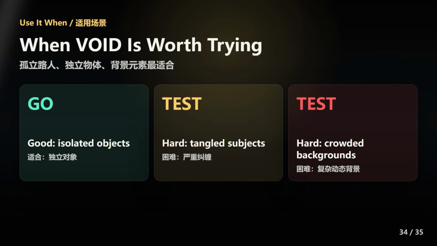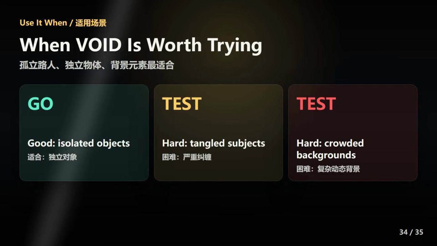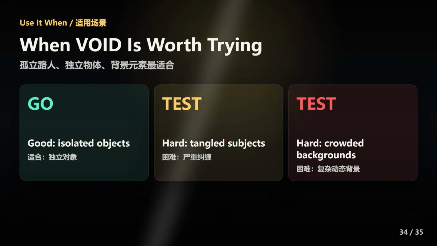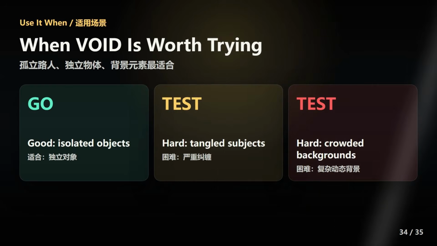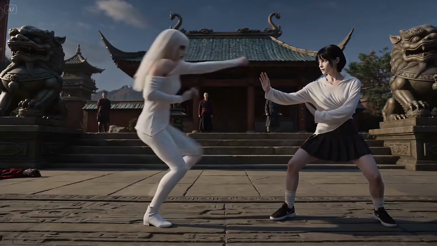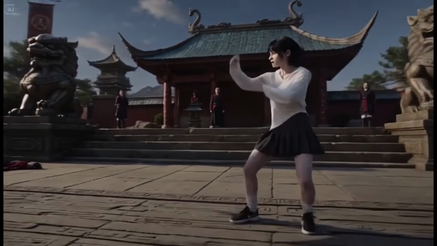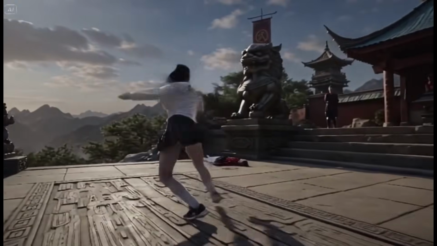If you want to remove passers-by, isolated objects, or relatively independent elements in the background, and the target area is reasonably large, then you can try the void model. It is not just a simple local editing or patching model. It does have a certain amount of reasoning ability.